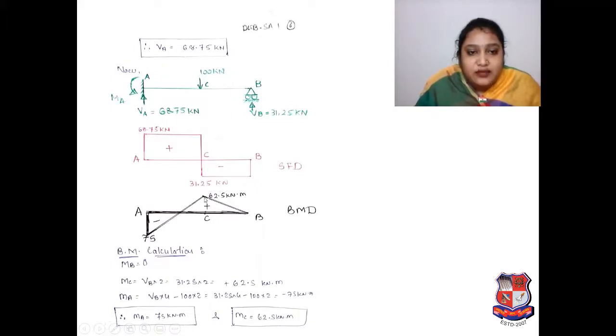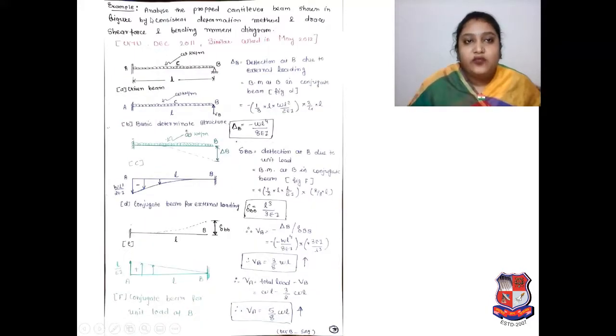Then at C, 62.5 kilonewton-meter positive, so we join that line, and here the moment at B is 0. Okay, so it is a very basic example of the consistent deformation method. We just have to follow the steps: prepare the diagram, do the calculation of shear force and bending moment, and as per that draw the diagram. Now we will see another example.